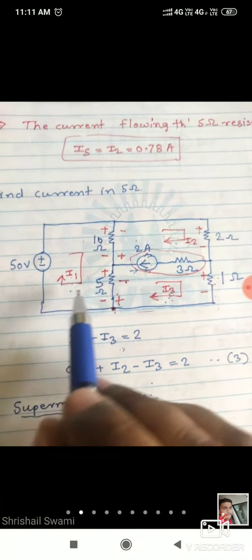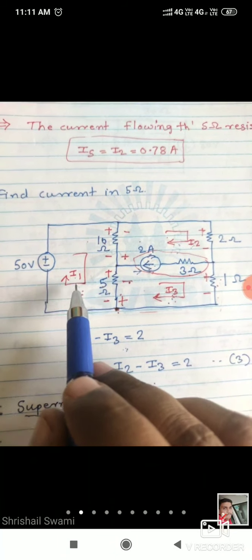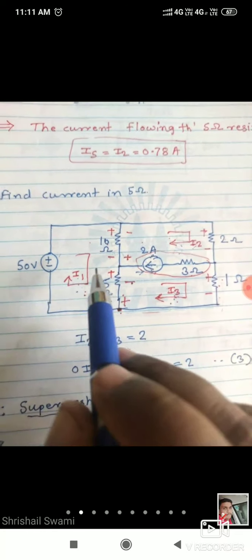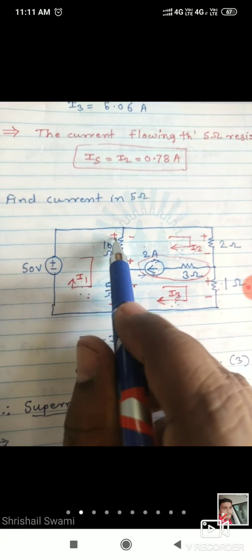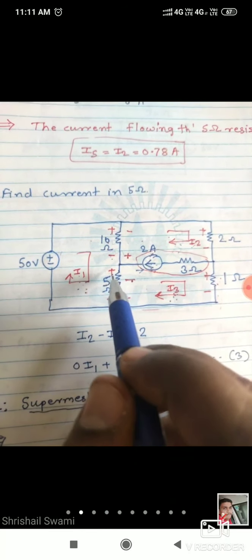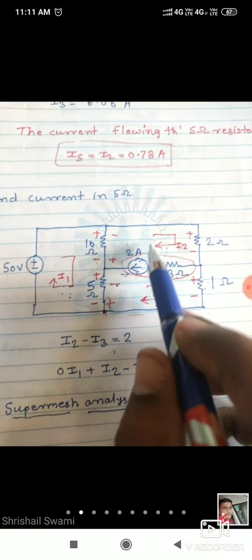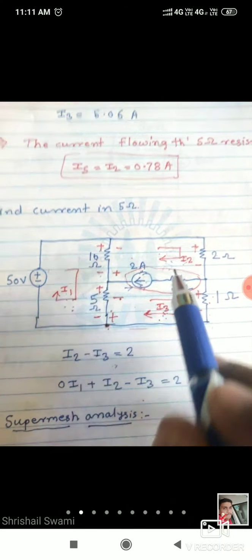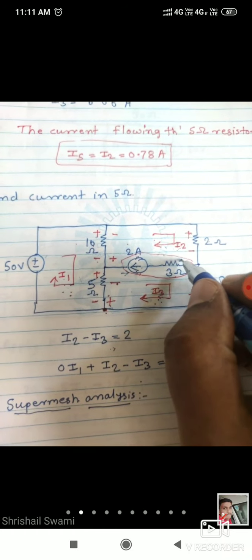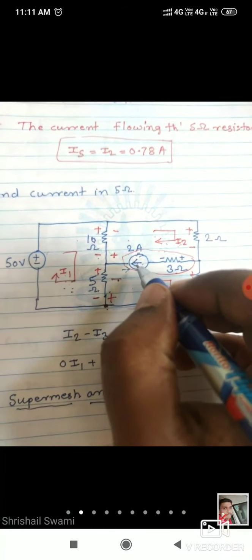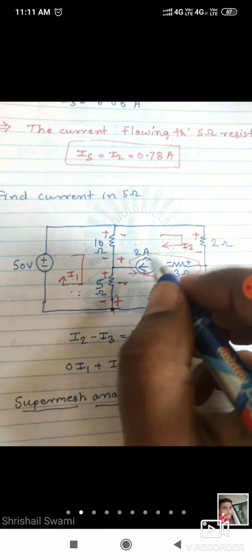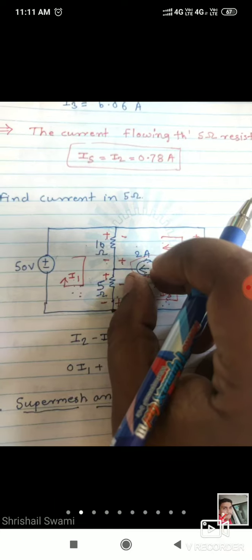Once you mark that, according to the direction of the mesh current, mark the polarities of the voltage drop across each element. So here, if you're moving from top to bottom according to this current, here it is plus minus, here also plus minus. Come to mesh 2, that is closed loop 2. According to I2, this is plus minus, this is plus minus. I will write it as it is. So this is a current source. This is plus minus.